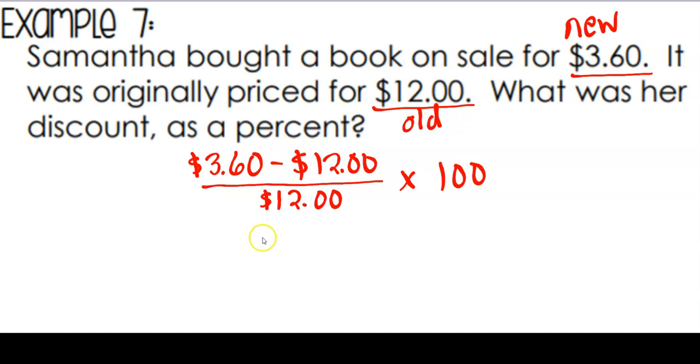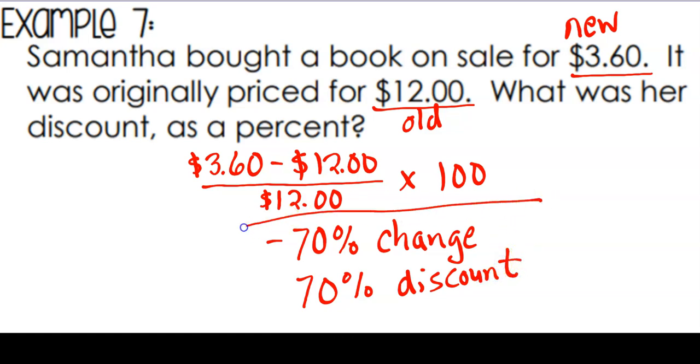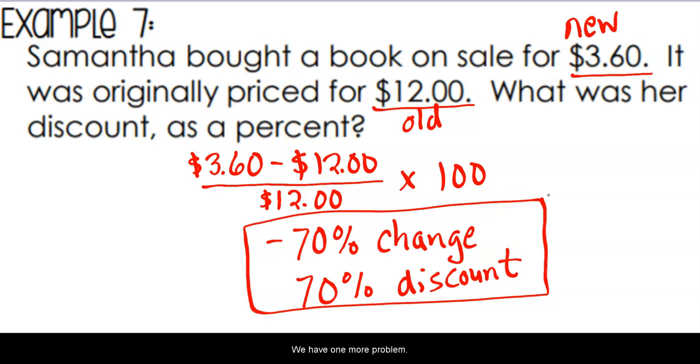So we had negative 70% change, or we could say 70% discount, which is probably the better answer here because the question was asking for the discount. All right, we have one more problem.